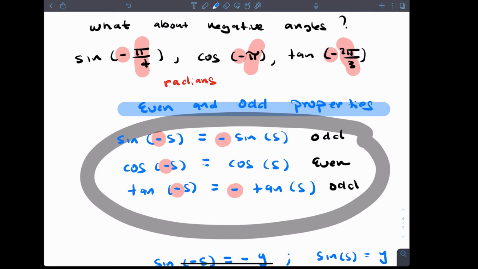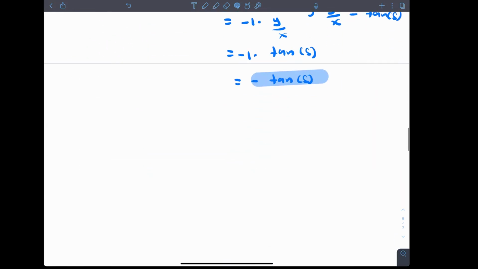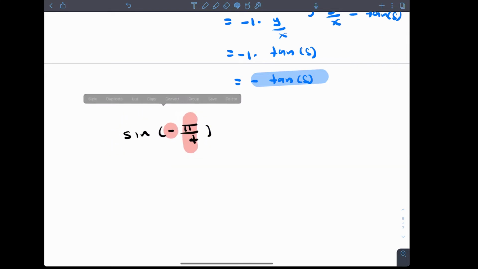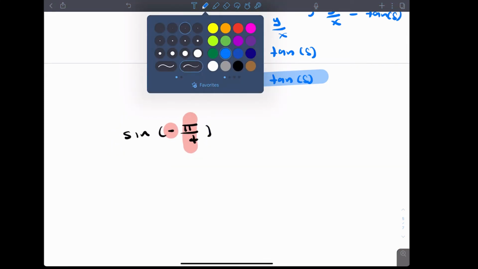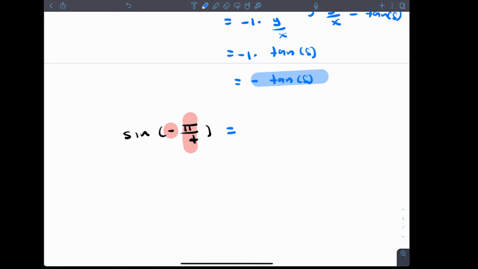Now, you might say, well, how do we use them? Very easy. I'm going to get this. I'm going to copy that. And just use the property. You say, what do you mean? What can I do with that negative sign? I can do what with that negative sign? What do you guys think? I can pull it out. Is that right? Is that true?